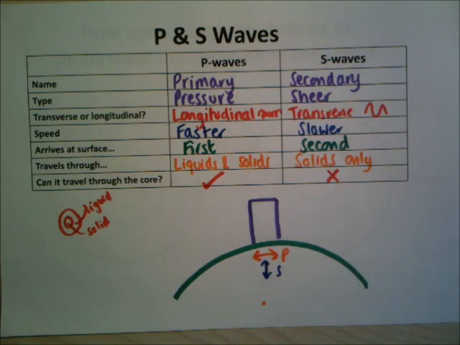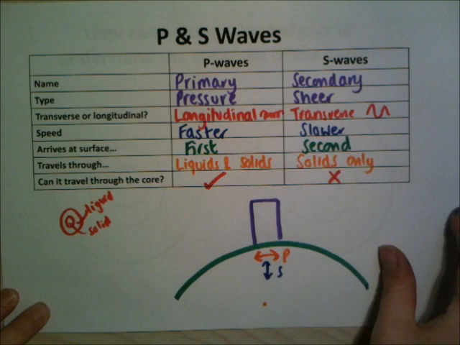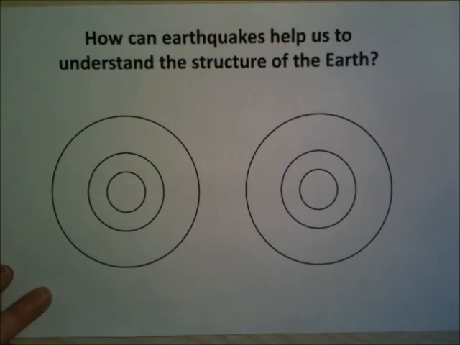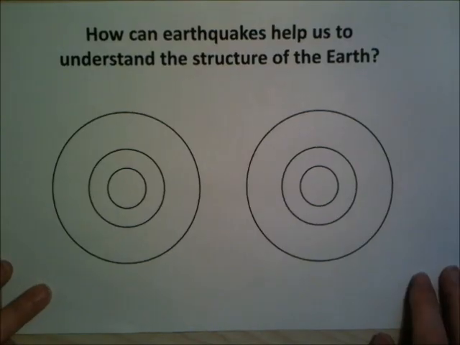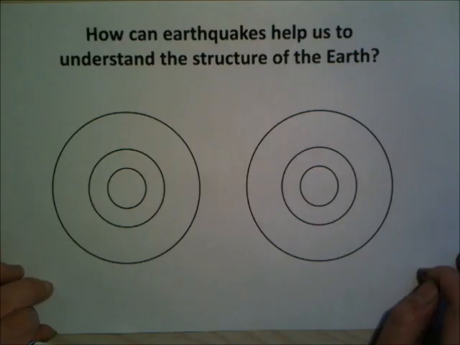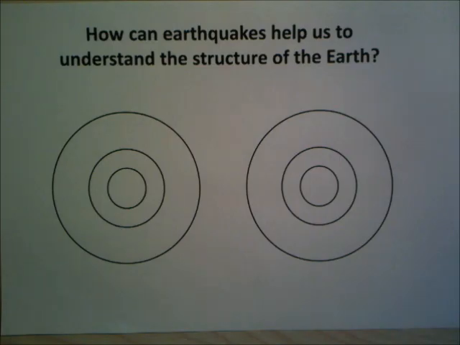different types of movement. Now, P and S waves can be really, really important because they can tell us about the structure of the Earth. We can't drill inside the Earth. We can't get that deep. It's too hot. We can get down a few kilometres. We can't get into the centre. Now, we can use P and S waves to help us understand that.